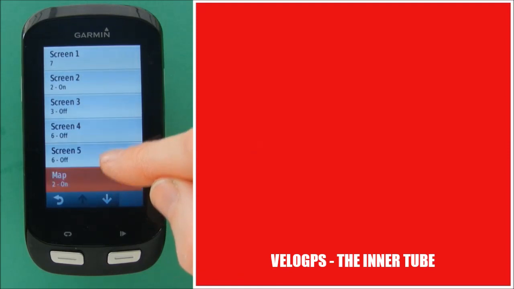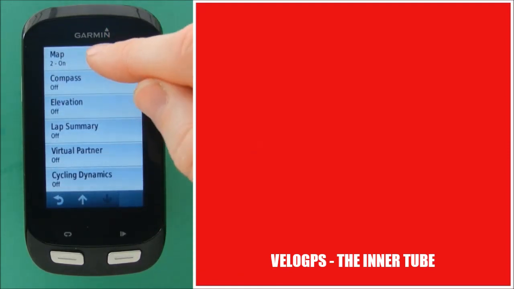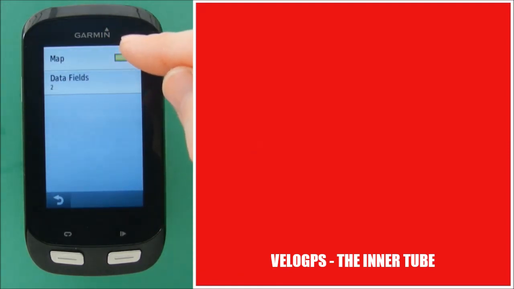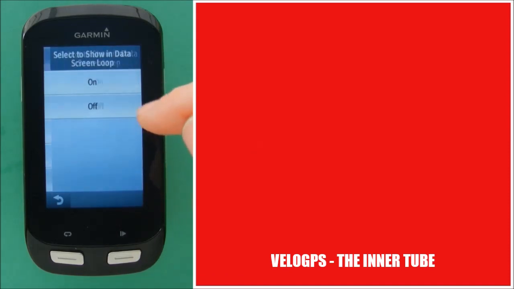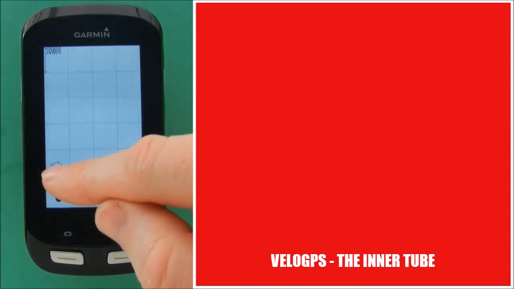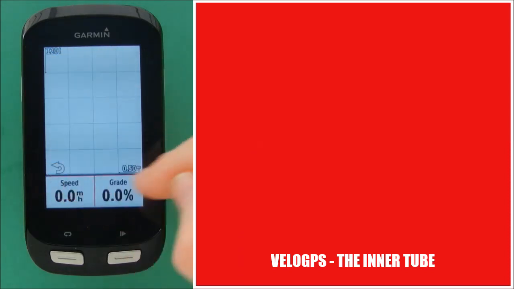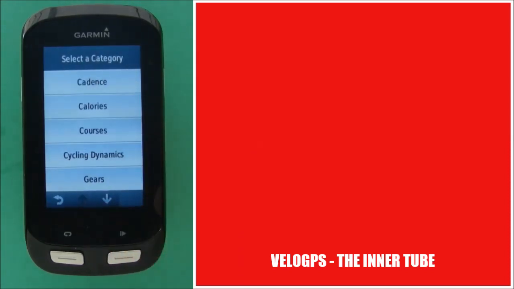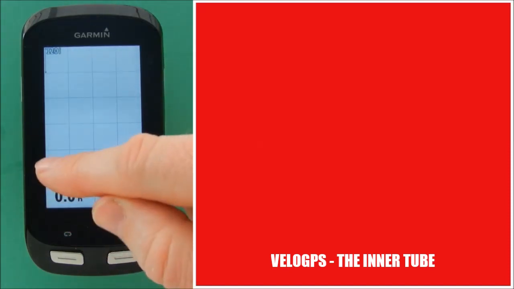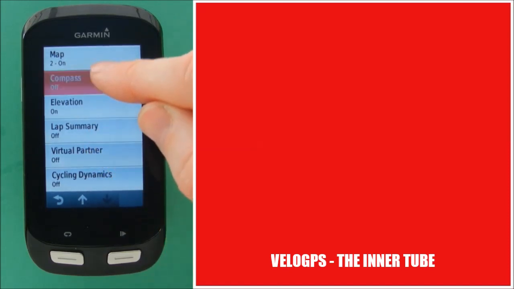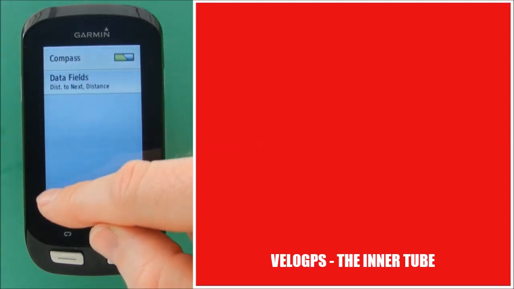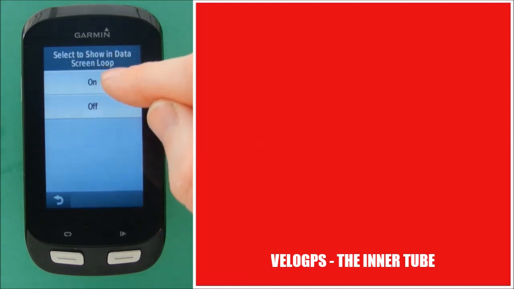Okay, having set up the data screens, you can then look at some of the additional screens. So here we have a map screen, which we have enabled at the moment, and 2 data fields that are displayed within that, and we'll show you that in a moment. We also have an elevation screen which we're going to turn on, and this displays a plot of elevation against distance, and you can display 2 data fields which are fully customizable down the bottom here. Okay, and we're also finally going to turn the compass screen on and the virtual partner.